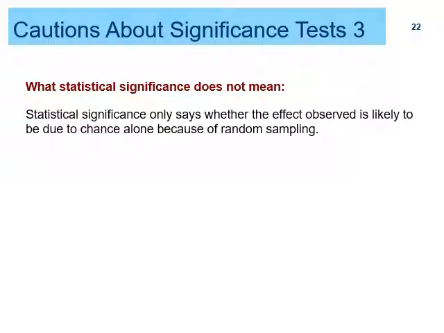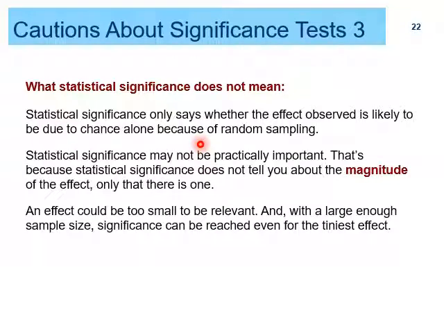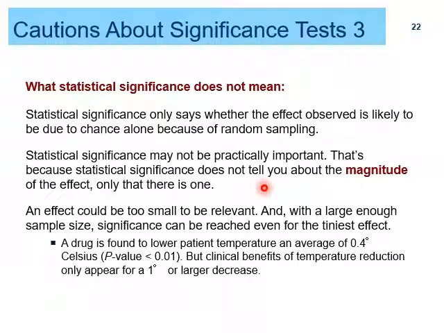Now the cautions. Statistical significance only says whether the effect observed is likely to be due to chance alone because of random sampling. Statistical significance may not be practically important, because it does not tell you about the magnitude of the effect. It just tells you there is an effect or there is no effect. An effect could be too small to be relevant, and with a large enough sample size, significance can be reached even for the tiniest effect.